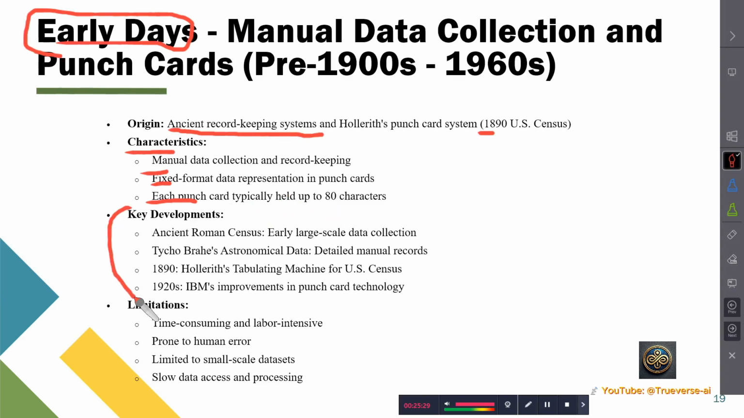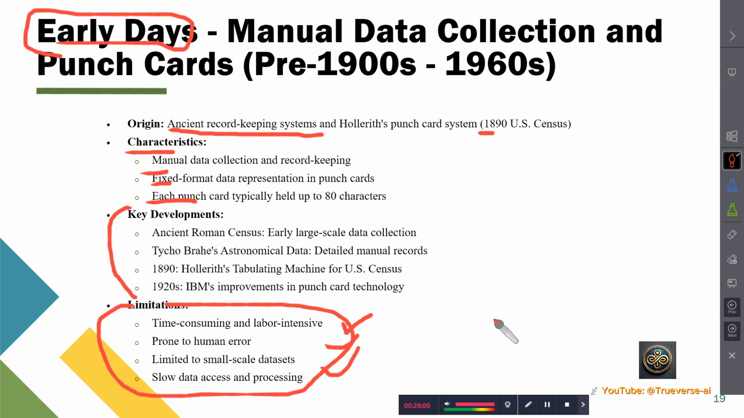In the development, milestones like the census and IBM's improvement in the punch card. So what is the limitation of this era? It was slow, labor-intensive, and prone to human error. So I think that is enough.